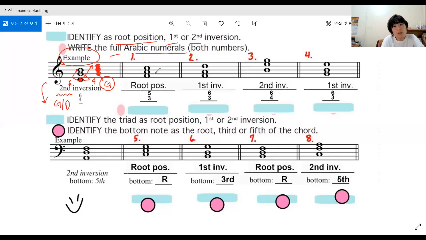So let's look at this. This one is easy. Why? Space, space, space. This is root position, right? Root position is 3, 5, right?